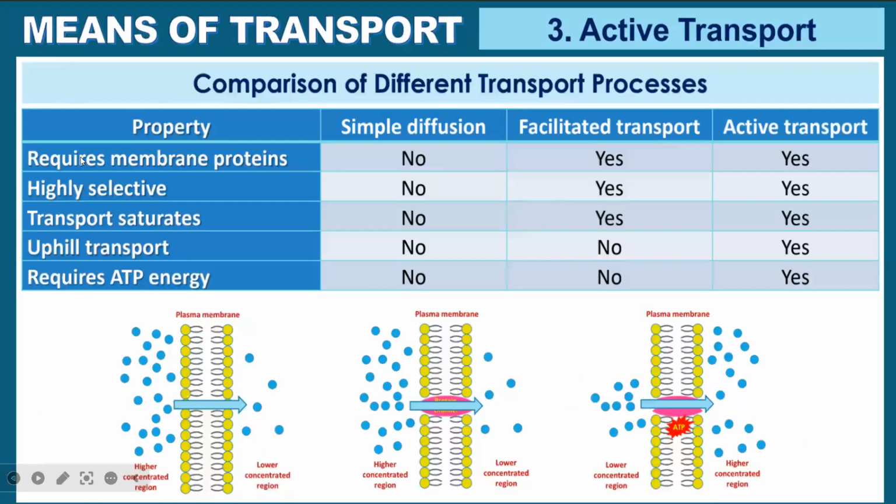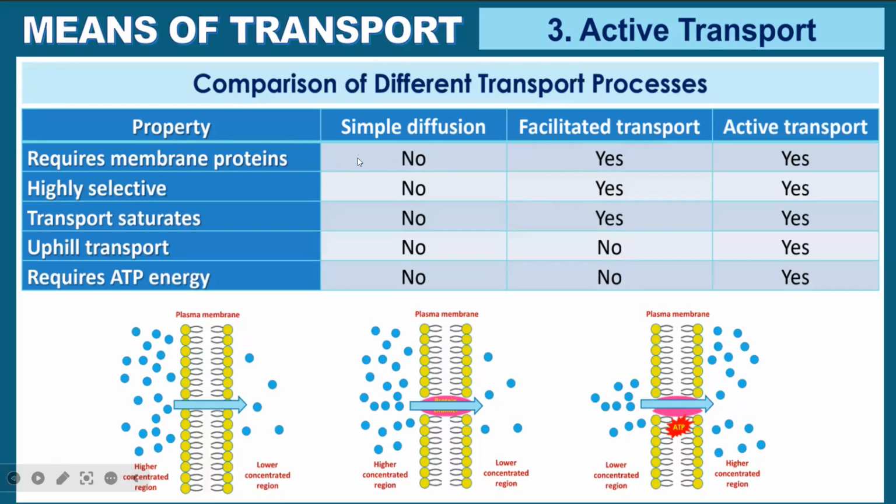Last, there is comparison. Simple diffusion: there is no requirement of membrane protein, not highly selective, no transport saturation, no uphill transport, no energy. Uphill means against the concentration gradient.